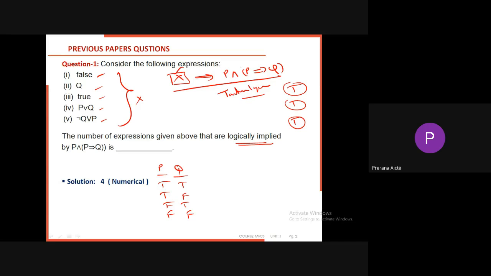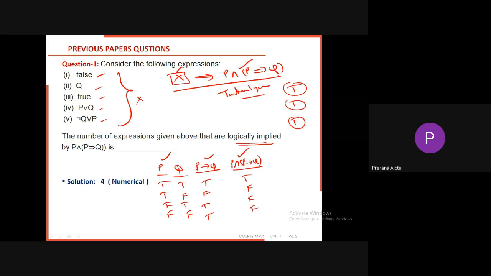Now, first I'll do this for one. P implies Q gives true, false, true, true. And P and P implies Q means this one and this one: true, this is false, this is also false, and this is also false. Now I got this one.